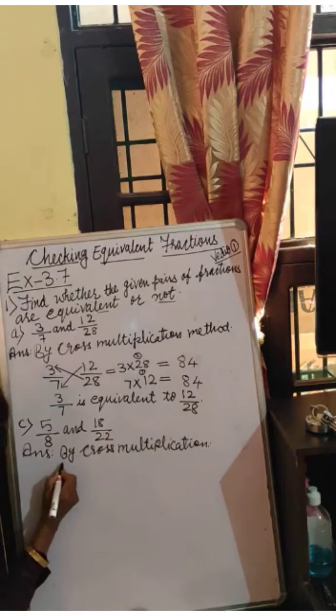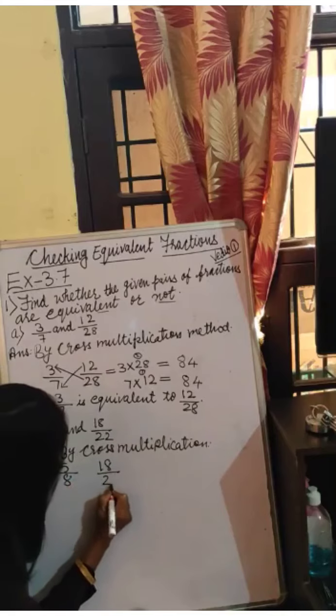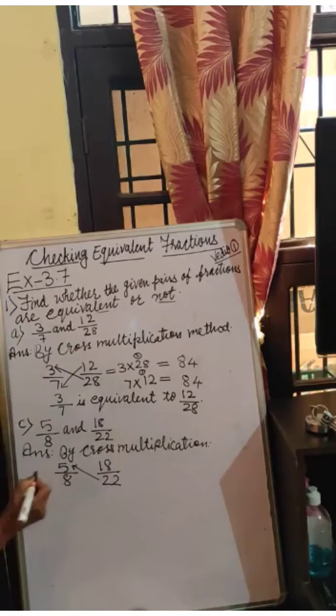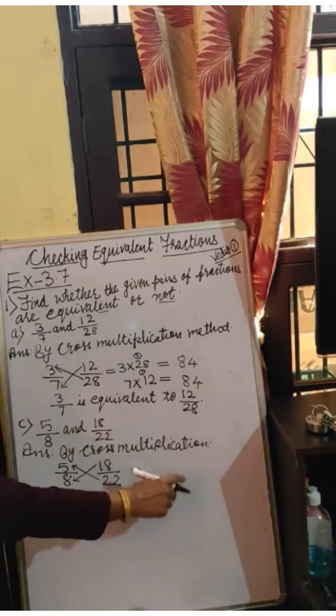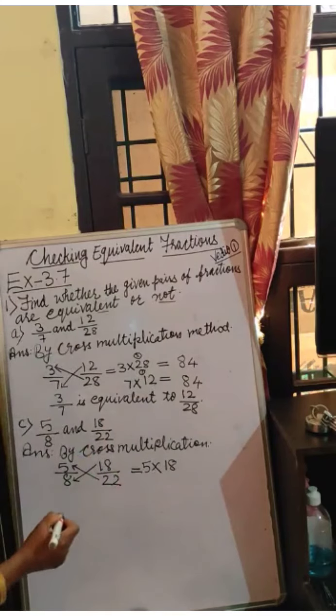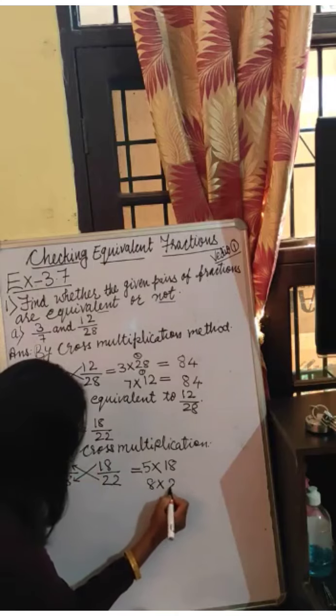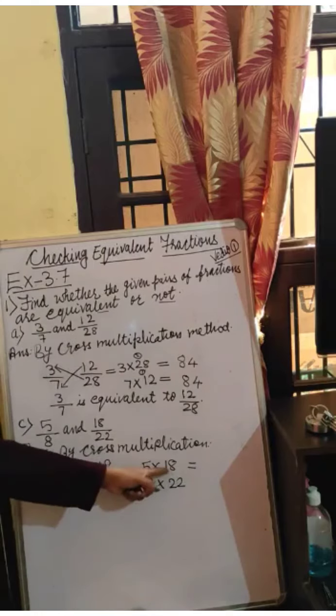So now write 5 upon 8, 18 upon 22. You will show this by putting arrows, and the next arrow to this. This way you will put the arrows. Now you can write is equal to, and these two statements will be formed. First is 5 into 22, and the second is 8 into 18. Two multiplication statements we form from this cross multiplication. So do the parallel multiplication.